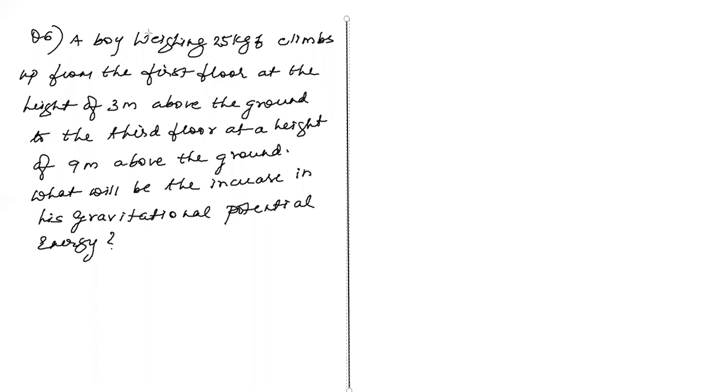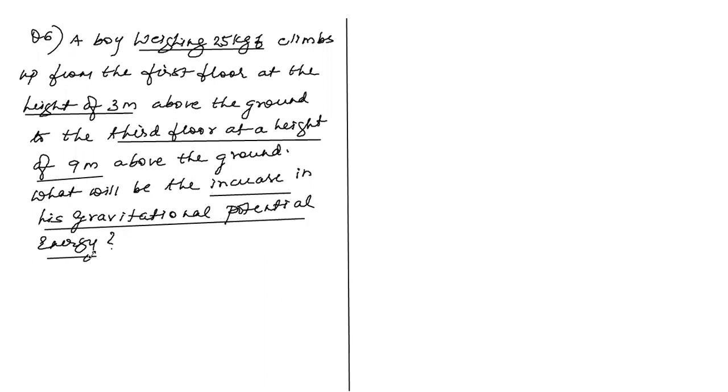Question number 6, children. A boy weighing 25 kg climbs up from the first floor at a height of 3 meters above the ground to the third floor at a height of 9 meters above the ground. What will be the increase in his gravitational potential energy? So simple this question is. The first thing we do is write everything in notation form. If the boy wants to climb, the minimum force he has to exert is equal to his weight, so that he can go up.